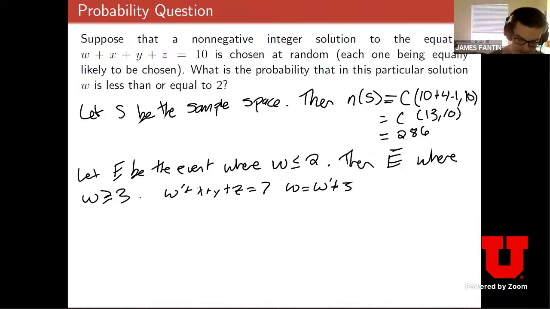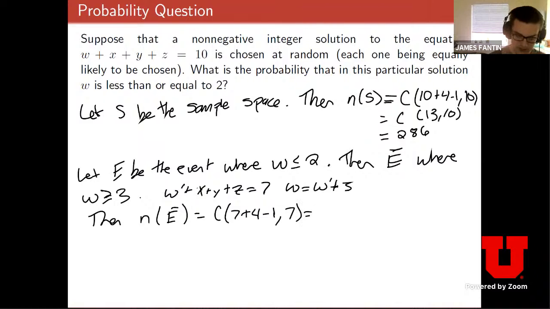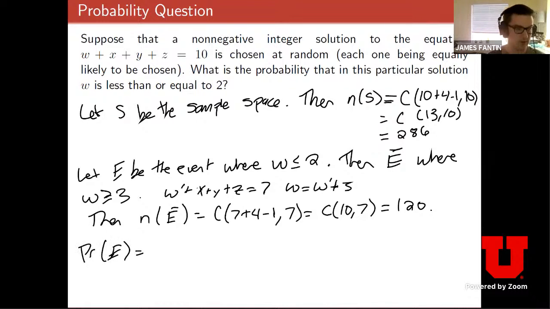Then the number of ways to count this for E bar is just another bag problem. We've got 7 plus 4 minus 1, choose 7. So that's C of 10, choose 7, which is 120. And then the probability of event E happening, well, that's just 1 minus the probability of E bar. Either event E happens or it doesn't happen.